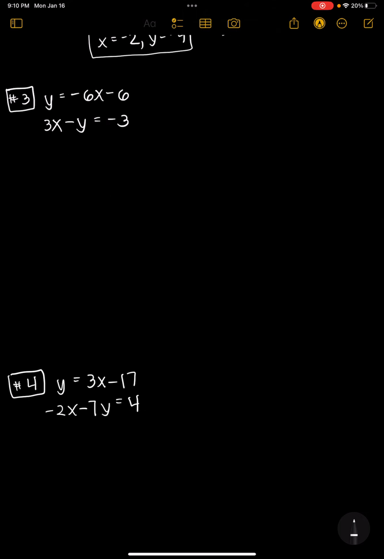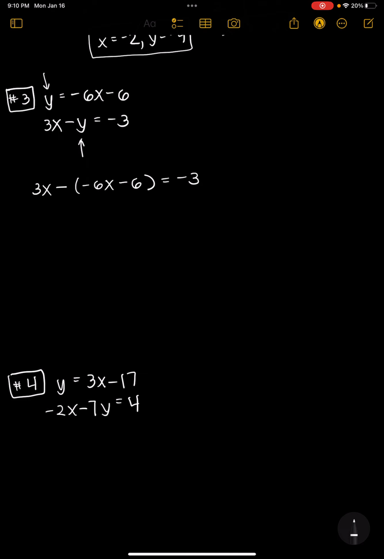So on example number 3, you have one equation that's set equal to y, and then another equation you don't have y for. So what you're going to do here is similar to what we did last time, but because I know this y is equal to negative 6x minus 6, I know that this y is also equal to negative 6x minus 6. Then what I can do is rewrite that bottom equation so it's 3x, but instead of saying minus y, I'm going to say minus negative 6x minus 6, because that's what y is equal to, and then equals negative 3. So I just rewrote the bottom equation, replacing the y with what I know y is equal to.